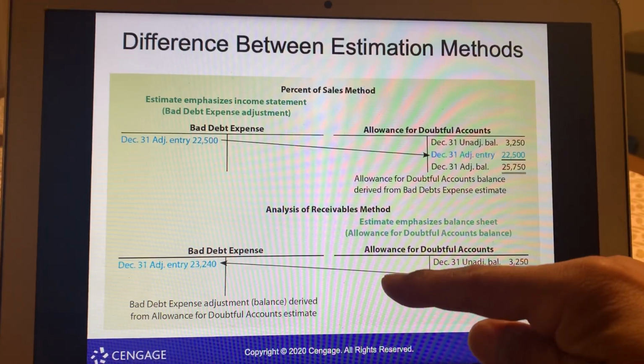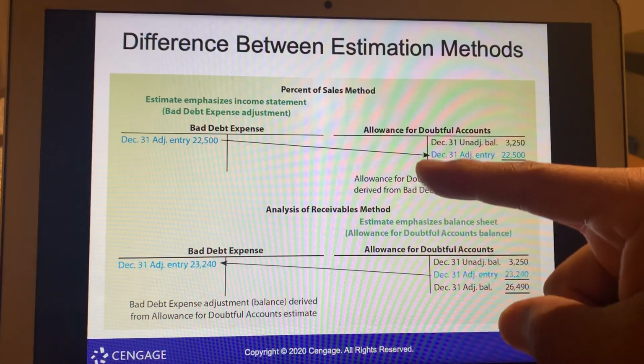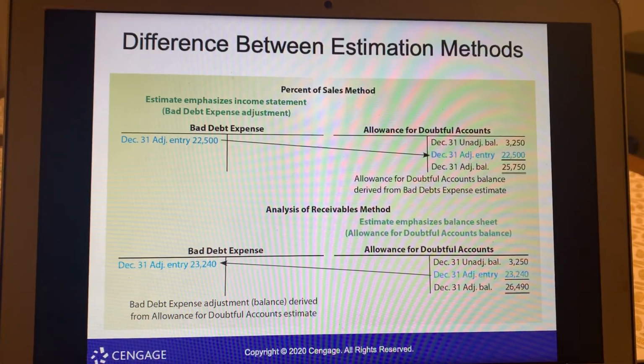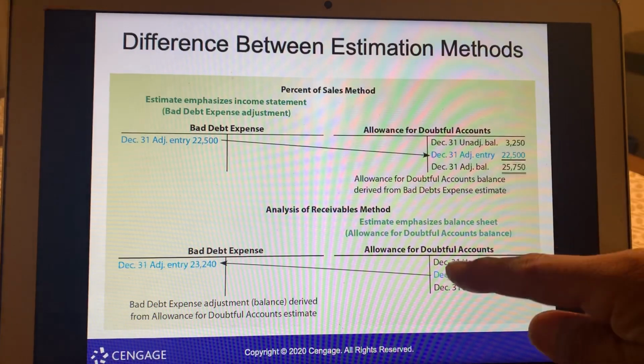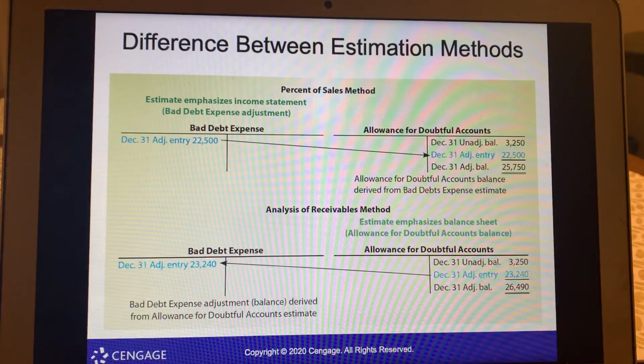Obviously, the lower one would be more favorable on your expenses. A higher expense decreases your net income, but keep in mind your net income is what you pay taxes on. Earlier we did an analysis of the impact of expenses on the income statement and the balance sheet. So for tax purposes, more than likely you're going to go with a higher expense number, which would be the analysis of receivables method.